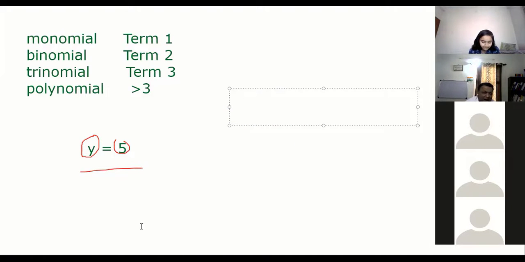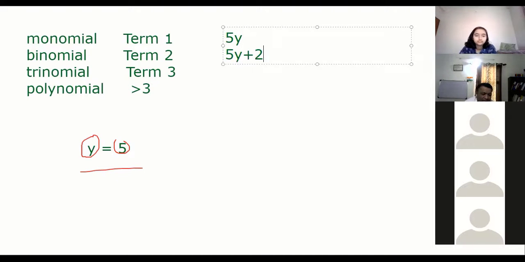So let me give example of all of this. Monomial. I can say 5y is a monomial, single term, right? Binomial. 5y plus 2z. Trinomial. 5y plus 2a plus 5c. Or even 5 is okay. Because we need terms. It doesn't matter whether it's separate, whether it is only a constant or this. How many terms are there? 1, 2, 3.